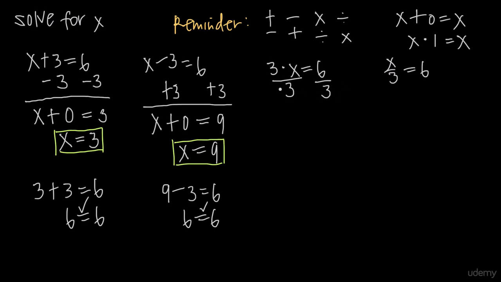Now I'm going to get my 3's to cancel because I have 3 divided by 3. Well, we know that 3 divided by 3 is 1. So this is essentially 1 times x equals 6 over 3, which is 2. 6 divided by 3 is 2.